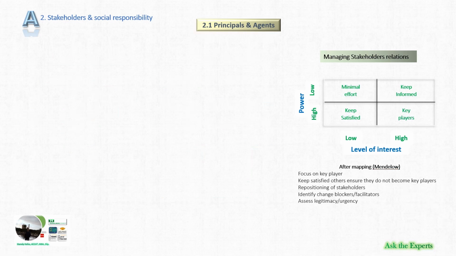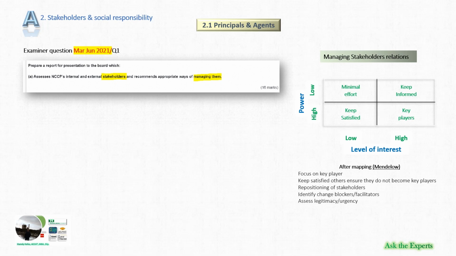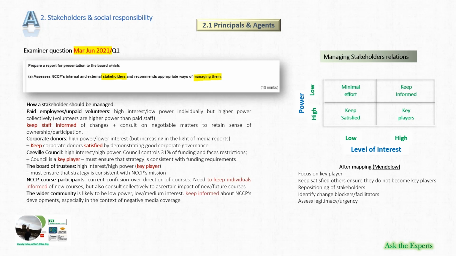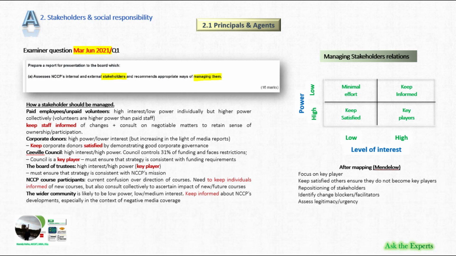Now it's time for exam practicing, with question 1 in March/June 2021. The question asks to assess the internal and external stakeholders and recommend appropriate ways of managing them. After reading the scenario, try to take into consideration the following points. Start with mapping your stakeholders. Then focus on the key players.